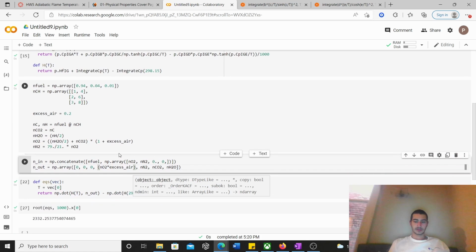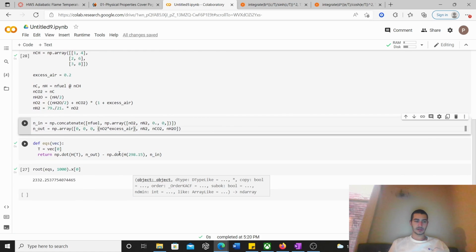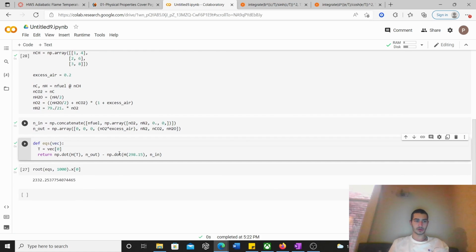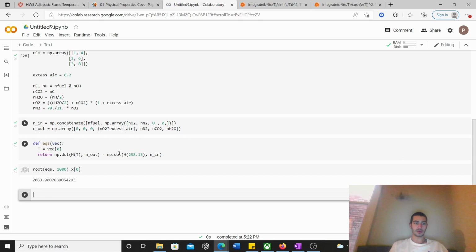There we have it. So now we click Shift Enter and we see what difference this caused. We're currently at 2,332 degrees Kelvin without excess air, and with added excess air we come to a temperature of 2,063 degrees Kelvin. So there we have it.